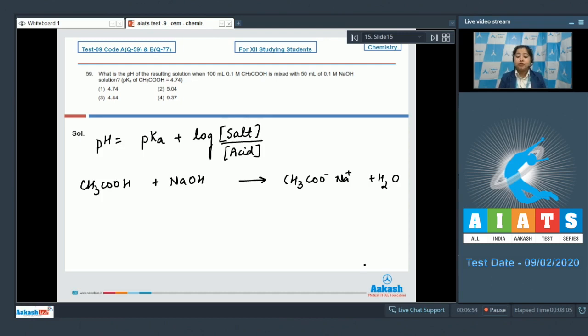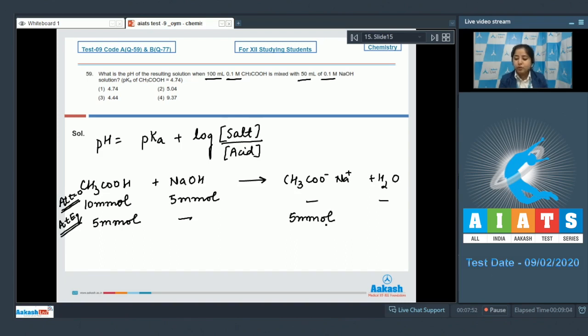Now let's write the initial number of moles of acetic acid and NaOH, and then we'll be able to find out the concentration of salt and acid at equilibrium. Here acetic acid is given 100 ml, 0.1 molar. That means 10 millimoles of acetic acid reacts with 50 ml of 0.1 molar NaOH. That means 5 millimoles. This is at t equals 0. That means here the concentration of salt and water is 0. Now at equilibrium, 5 millimoles of NaOH reacts with 5 millimoles of acetic acid, and 5 millimoles of acetic acid will be left, 0 moles of NaOH will be left, and 5 millimoles of salt will be formed.